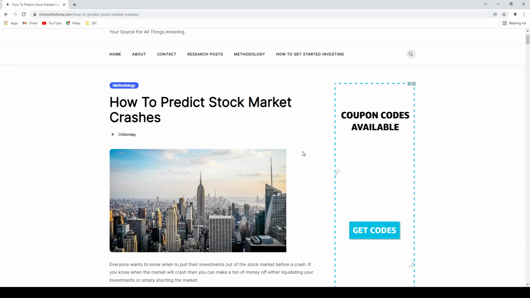Today we're going to be talking about how to predict stock market crashes. The short summary of this article is that there are three variables that lead to stock market crashes. That is going to be innovation, credit, and consumption.